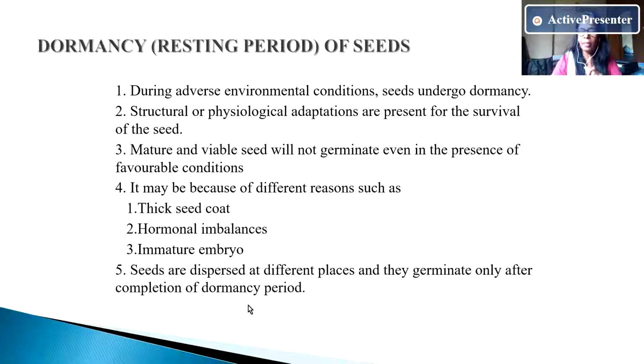So this is the video, and this much you have studied in the first chapter, that is reproduction in lower and higher plants, in HSC board 12th standard.